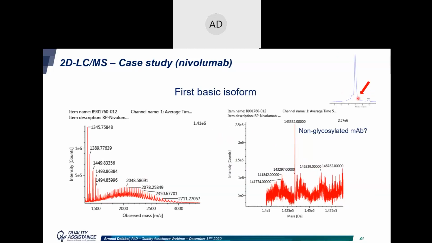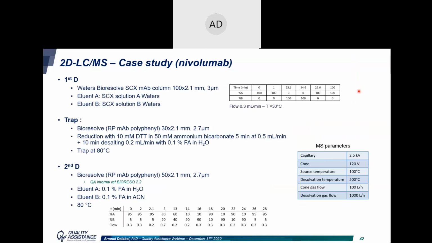If we have a look here at the first basic isoform, it's quite low in terms of intensity, so the mass spectrum is not as good, but you see that we have a mass here that could correspond to a non-glycosylated species, so the antibody without any glycan on either of the two heavy chains. The limitation here is that at these masses, the mass accuracy is not as good as what you can get with subunit analysis. And for low amount isoforms, you may not get a very good sensitivity.